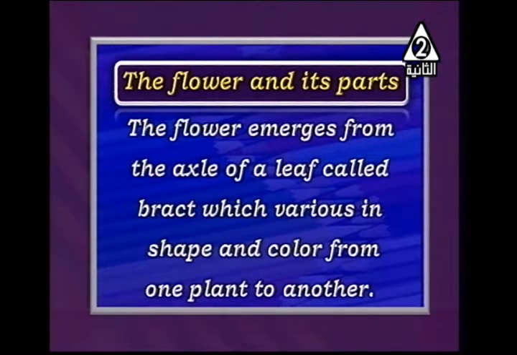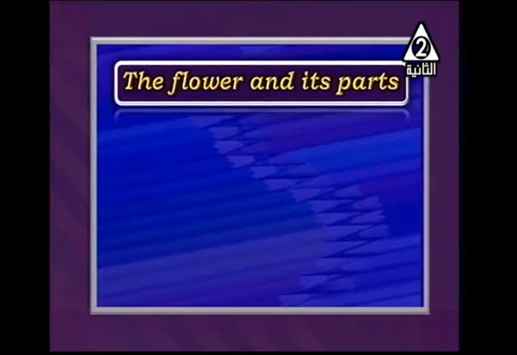Or in another way, if you observe the flower, it is located between the stem and the leaves, okay? These leaves below the flower, we call bract. That is all, okay? And this leaf varies in shape and color from one plant to another. It may be large, it may be small, it may be cylindrical, and so on.